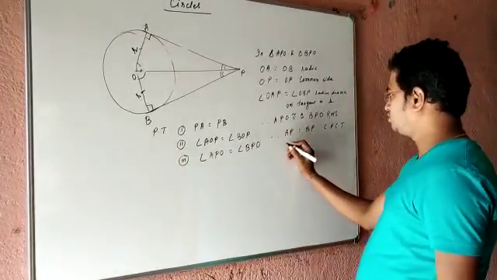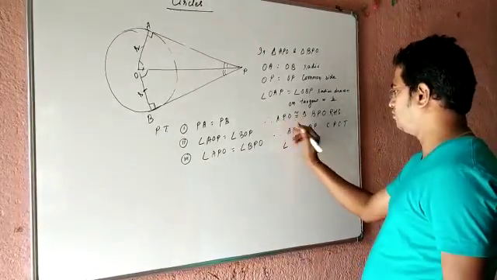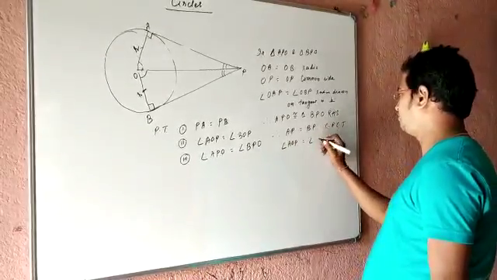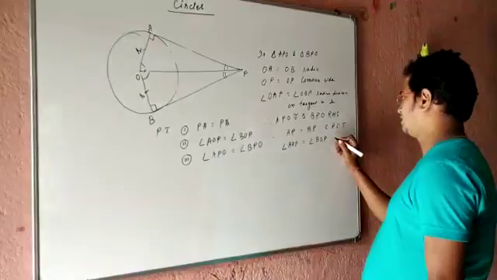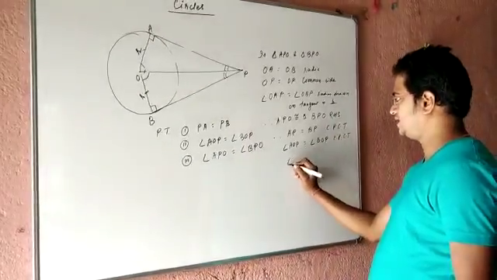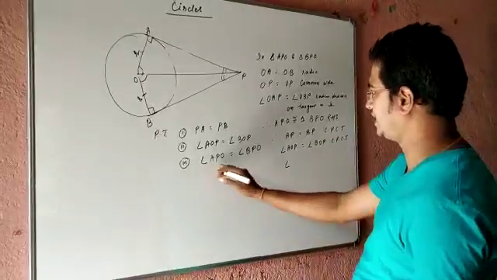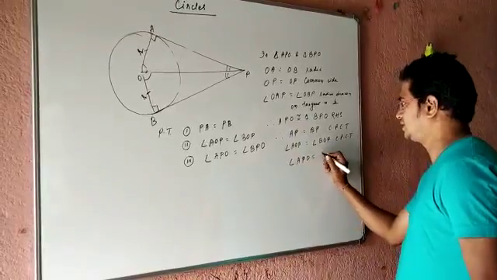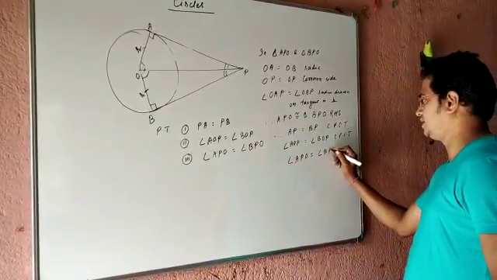So here you can also conclude that angle AOP is equal to angle BOP. This we can also write as CPCT. And the third part that you can prove is that angle APO is equal to angle BPO.